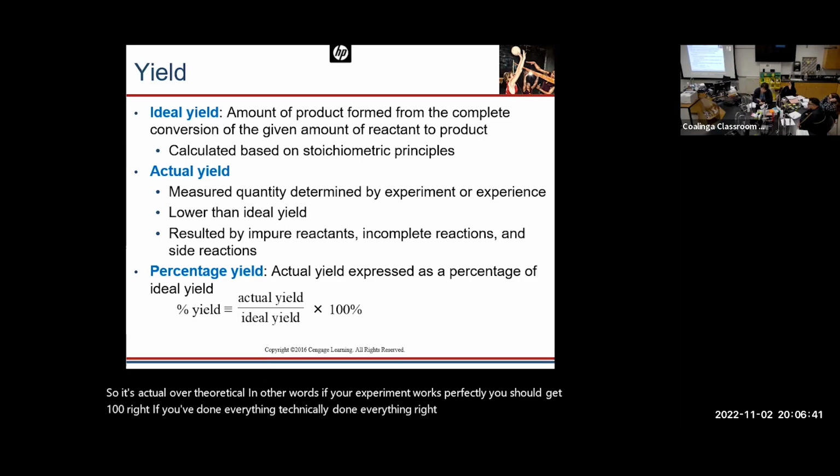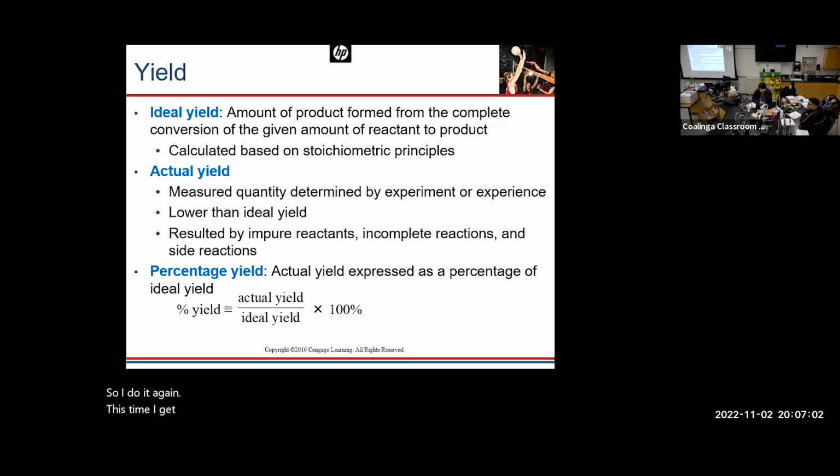So I go through it again. I'm okay with it, but I want to make it 100%, right? So I do it again. My lab partner's looking at me, and I do it again. This time I get 84.5%. Wait a minute, something is wrong. So I did it one more time.